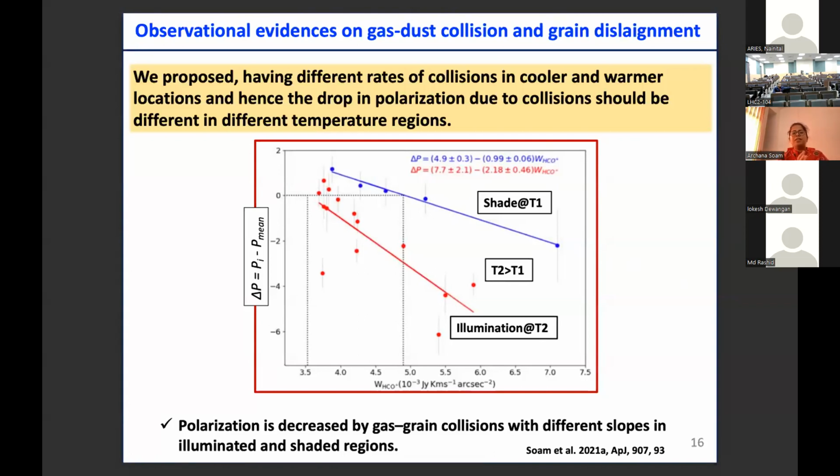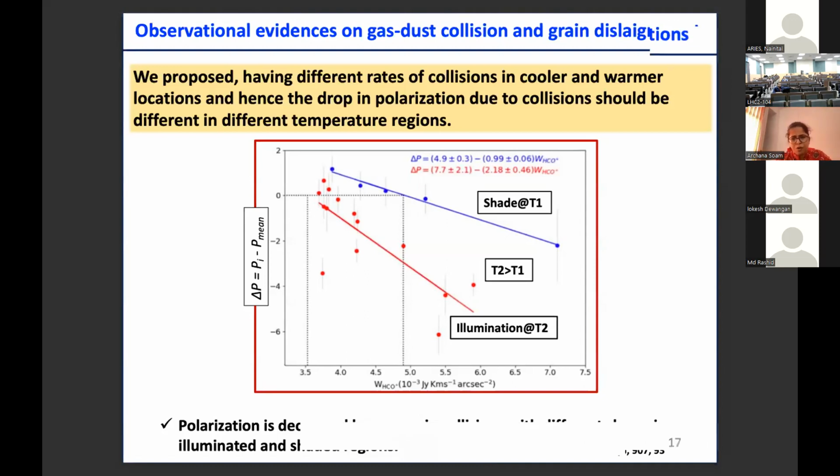So even in our sample, where we are just plotting delta P with the gas intensities, we are seeing two different slopes, which is proving that there may be two temperature regions, and what Thi said was correct. So we are proving his hypothesis of two temperature regions in IC63 just by using polarization and gas intensities. This was the first test done on any nearby PDR.